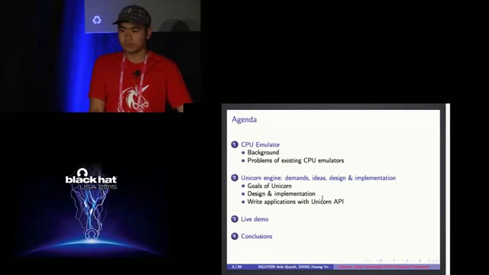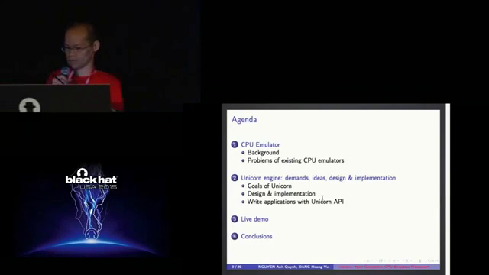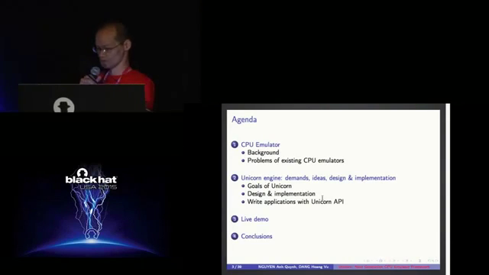Okay, so here's the agenda of our talk. First, we introduce the background on the CPU emulator, what it is and what the problems are with the existing CPU emulators now. Because there are so many problems, we try to fix them and we came up with the Unicorn engine. The next part, we introduce the goals of the Unicorn framework. After that, we go into the detail and implementation and show you how to write applications on top of Unicorn. And there's some live demo after that, and hopefully you guys can enjoy it, and the conclusion.